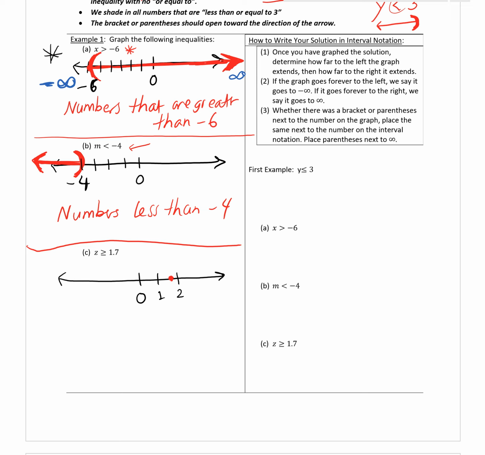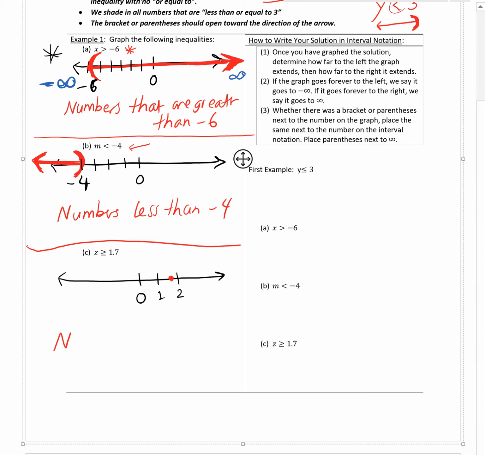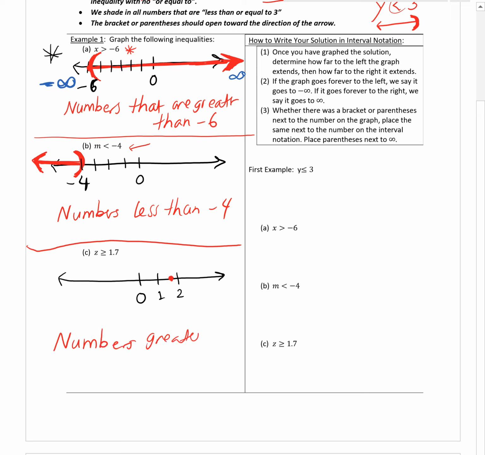All right, but now I got to think, which way is the arrow going to go? All the numbers that are greater than 1.7. This part you don't have to write out, these words. This is just in my head. This is what I'm thinking. Numbers greater than or equal to 1.7. So where are all the numbers that are greater than 1.7? They're off to the right. 2, 3, 4, all that stuff. And it's going on forever towards positive infinity.